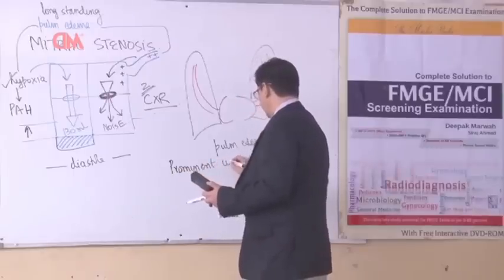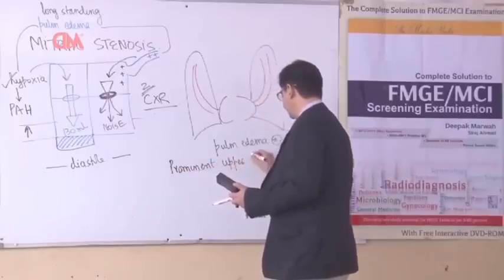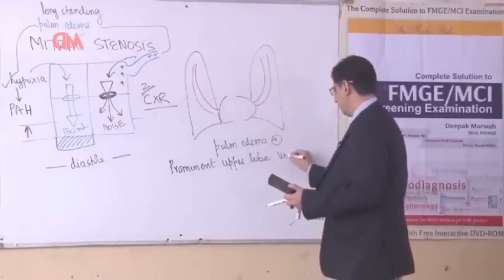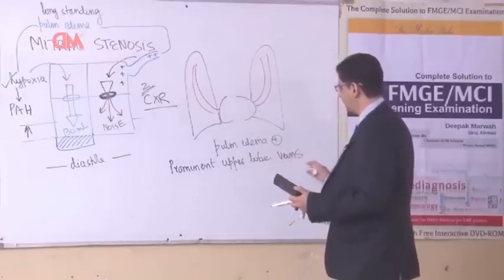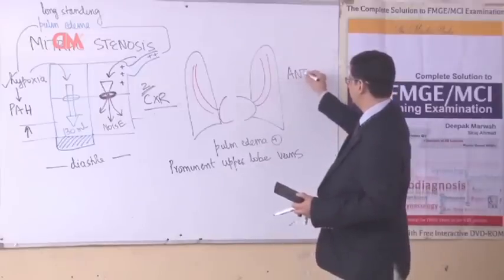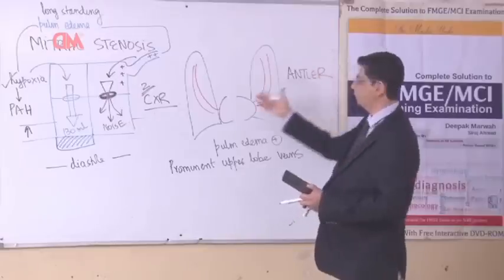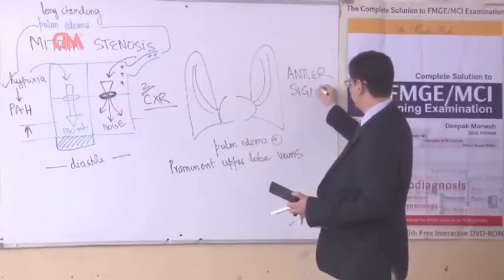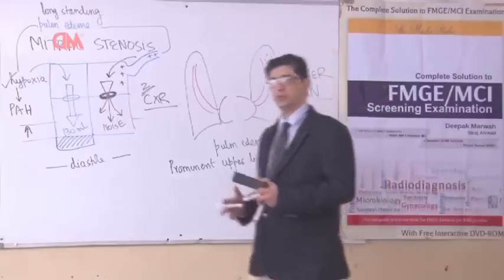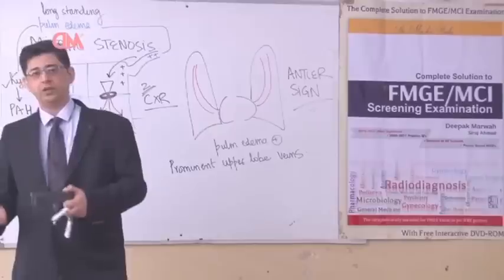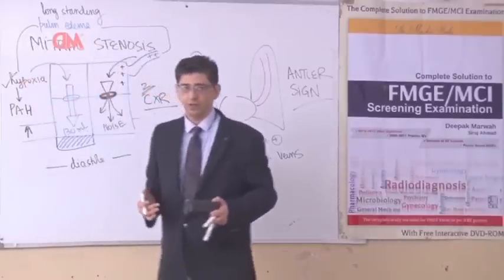In the MCQ, it will be deliberately written wrongly as prominent lower lobe veins, whereas it is prominent upper lobe veins, which is the first radiological finding. This is also known as antler sign. It looks like horns on the head of an animal. It is also referred to as mustache sign, but those are more radiological terms, antler sign or mustache sign. It is mostly what we call in medicine prominent upper lobe veins.